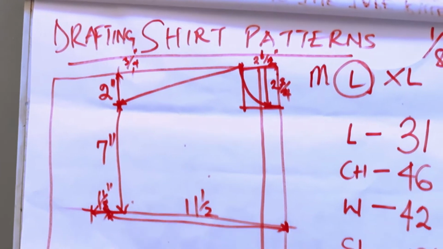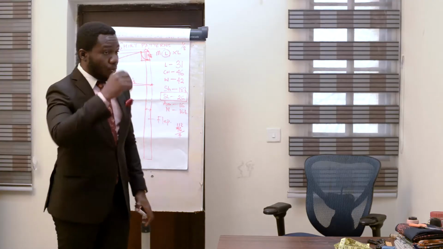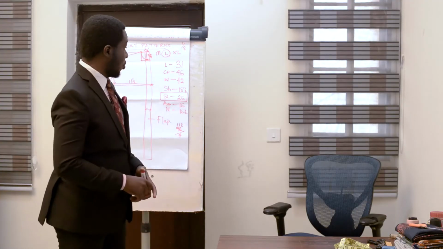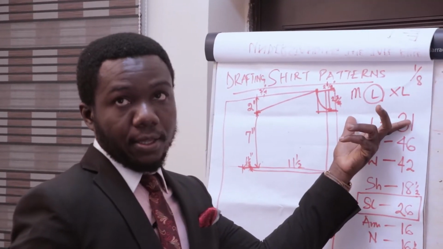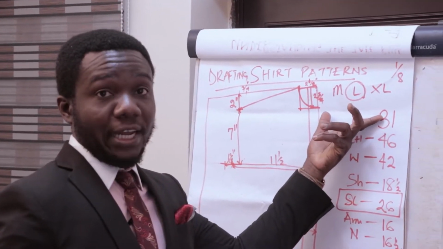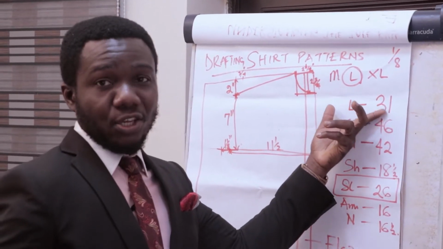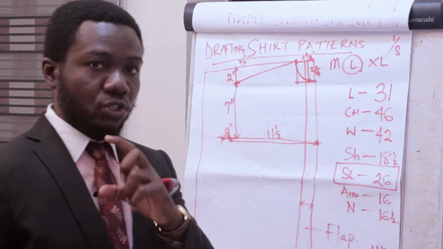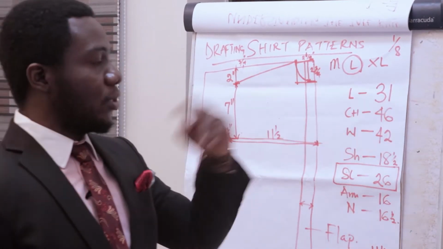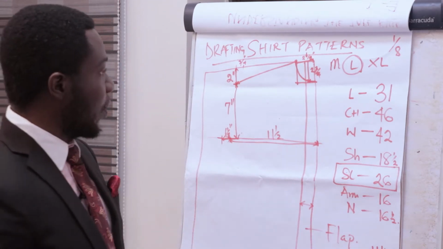Then you come down. You also need to know the up waist. Now, to calculate the up waist of a shirt, what you are going to do is divide the length. The up waist is also called the half length, but it's not exactly half length. So you are supposed to divide the length by 2 and then add 2 inches to whatever you get. So dividing this by 2, you get 15 and a half. Then you add 2 inches to 15 and a half, you get 17 and a half.